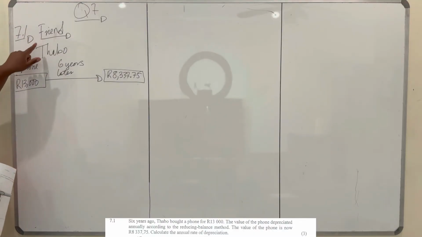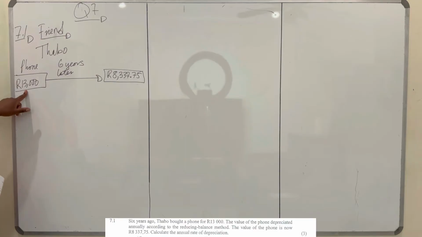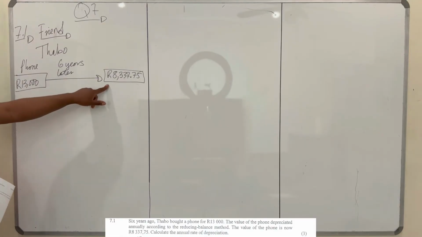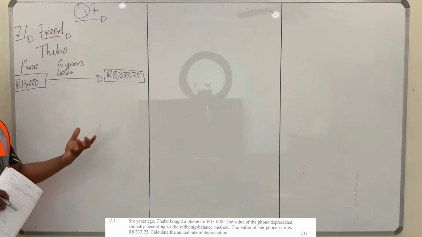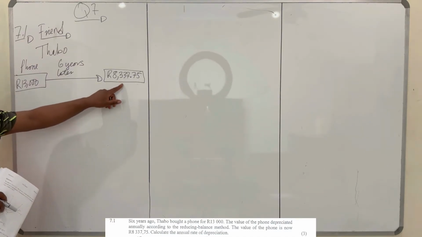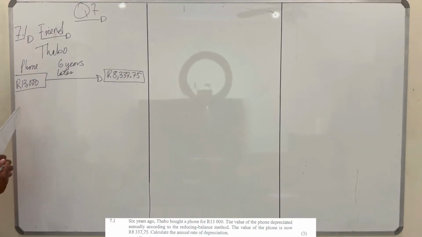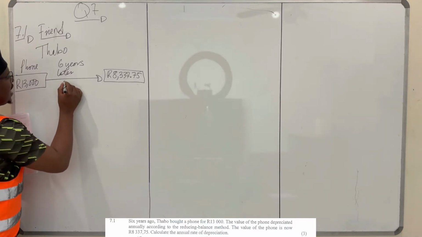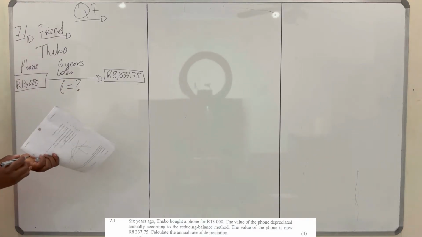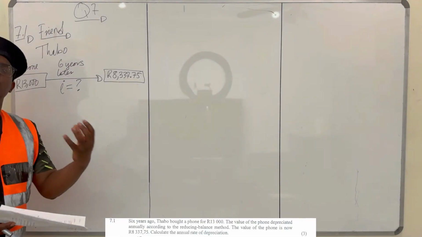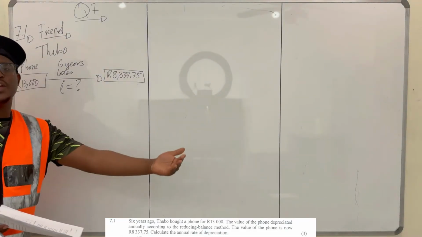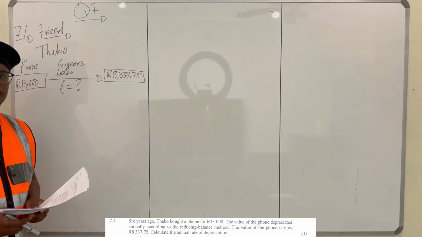So Tabo bought a phone for 13,000 rands. And then 6 years later, the value of the phone has depreciated to that. Which means the value of the phone went down to that amount. So today, the value of the phone is this one here, which is 8,337 rand 75 cents. So what are they looking for? They want us to find the annual rate of depreciation. Which means at what rate was it losing value per year over that 6-year period? That's what they are looking for.